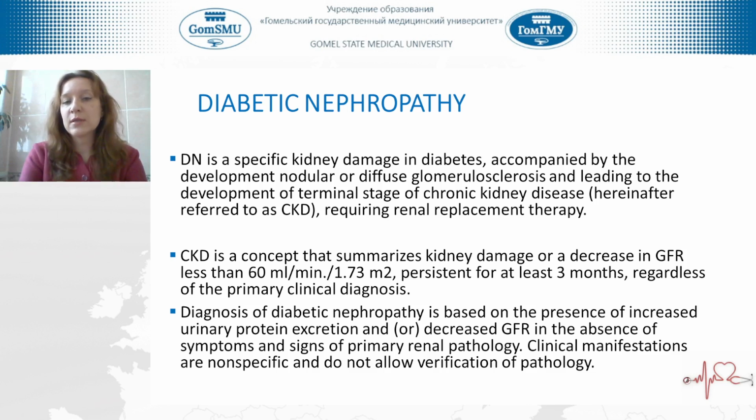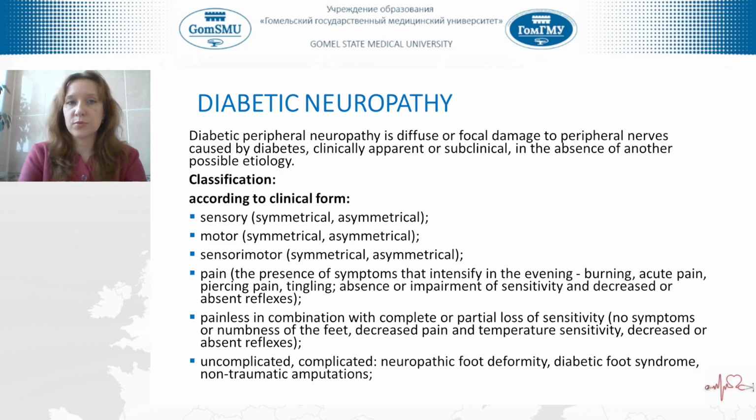So the first main reason is diabetes. Clinical manifestations are non-specific and do not allow verification of pathology. Diabetic neuropathy. Diabetic peripheral neuropathy is diffuse or focal damage to peripheral nerves caused by diabetes, clinically apparent or subclinical, in the absence of another possible etiology.